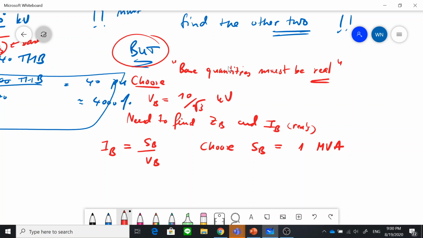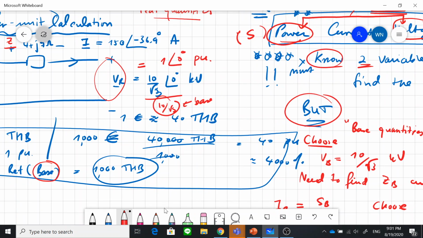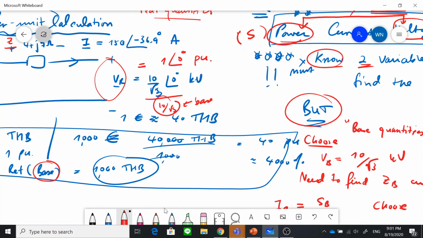So in this case, if I take this S base to be 1 MVA, my I base would be 1 MVA divided by the V base. V base in this case is 10 divided by root 3, in kilovolts. So here it is 173.2 ampere. This is my I base. So once I know that the I base is 173.2, I can convert this I to per unit.